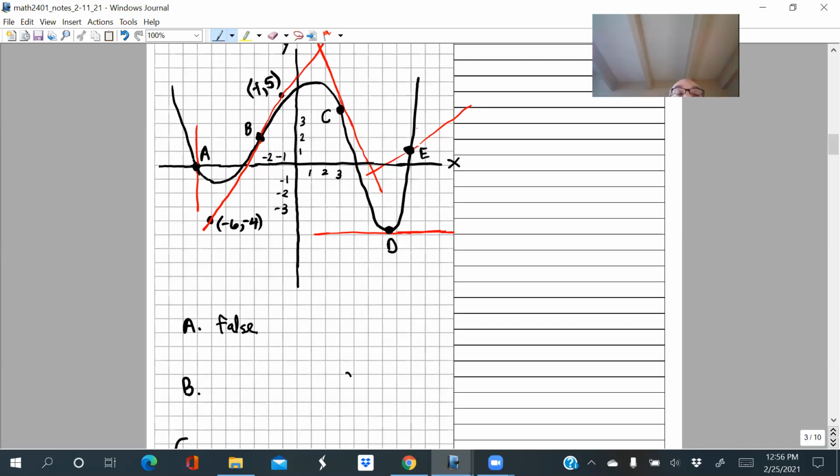Yeah, so the question is, at this point B, I've drawn this red line that goes through this point B. My question is, could that be the tangent line at the point B? Or have I drawn a line that there's just no way is the tangent line? So have I drawn a good tangent line or not? Kind of looks like a secant line or something.